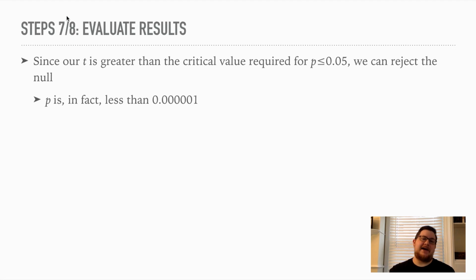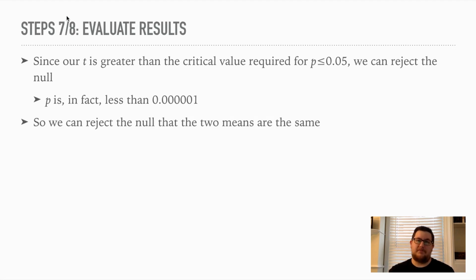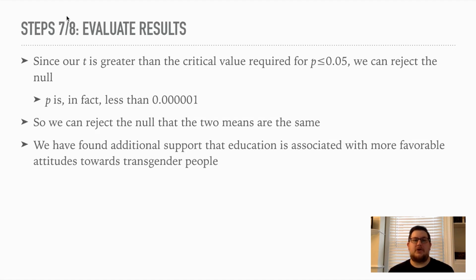P is, in fact, less than 0.000001. So we can reject the null that the two means are the same. We have found additional support that education is associated with more favorable attitudes towards transgender people.